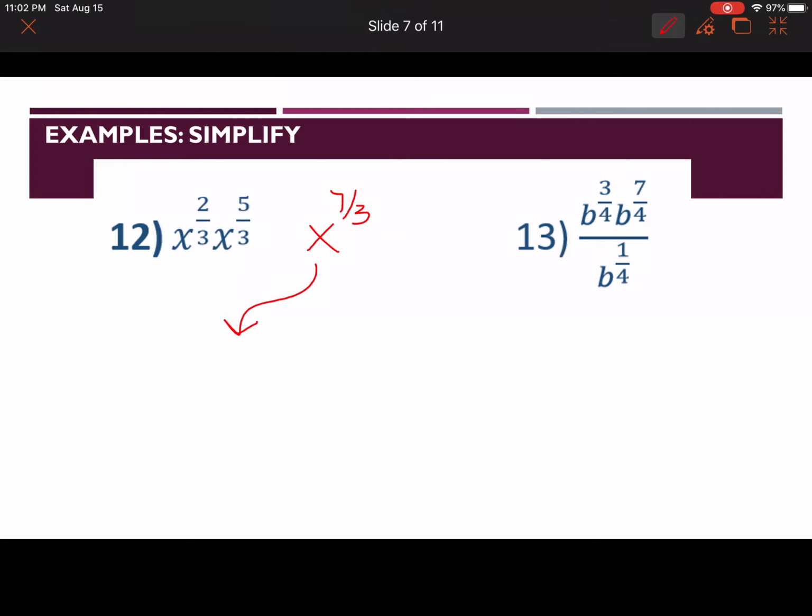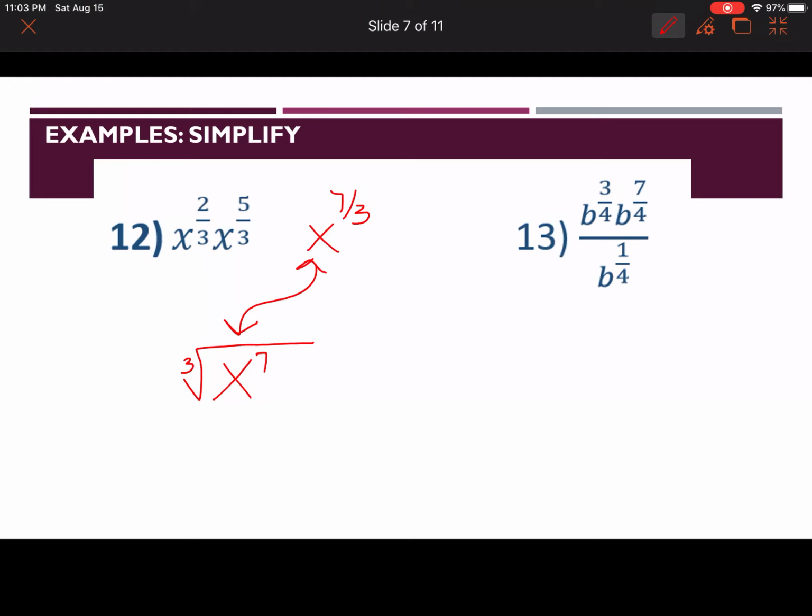And if you were to write that in radical form, it would be the cube root, because that's my index. Remember, the denominator is your index. The numerator is your exponent. So these two are exactly the same.